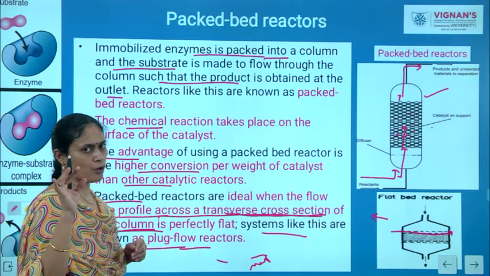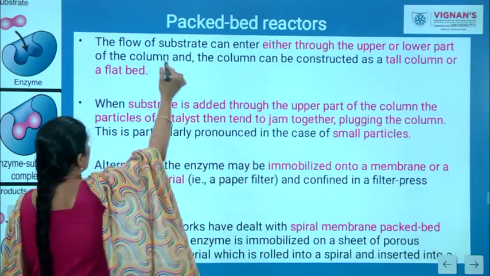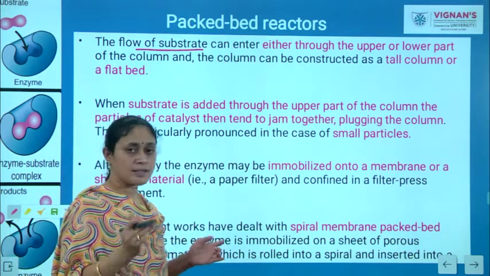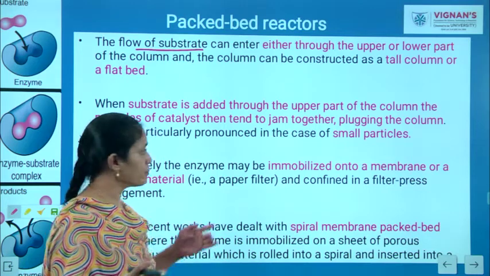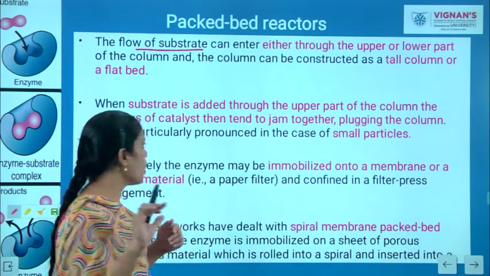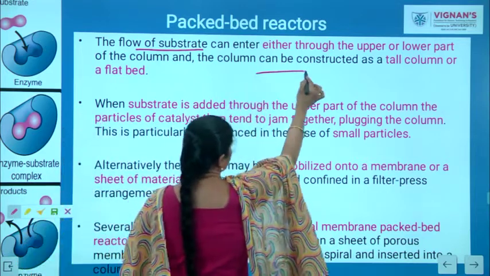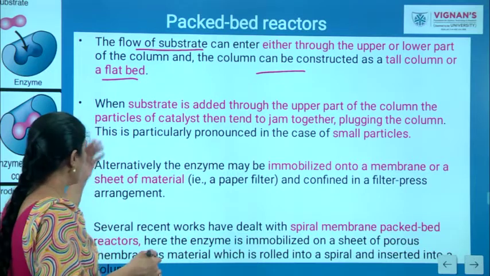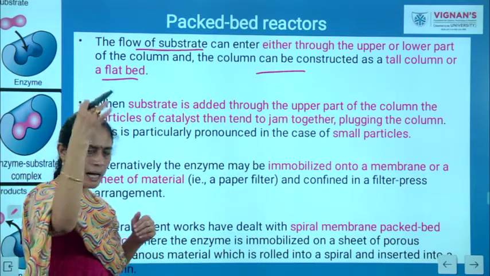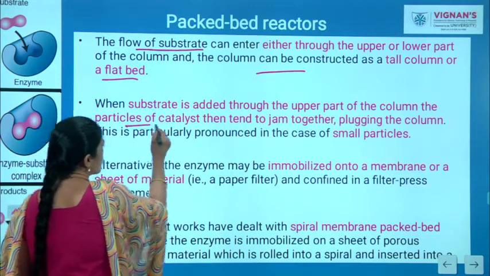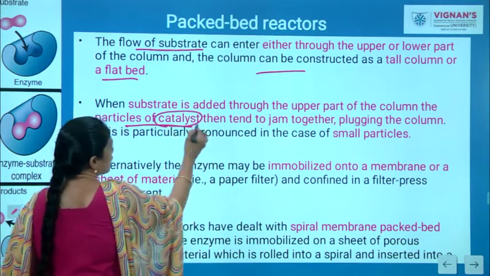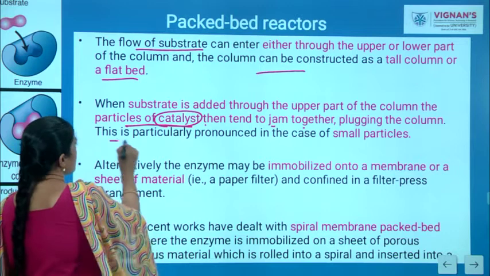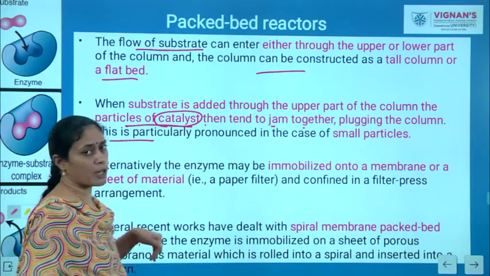This system is called a plug flow reactor. So your substrate can enter, as I have told you, into your column either from the upper or the lower part of your column. The column can be constructed as a tall column or it may be constructed as a flat bed. And when your substrate is added through the upper part of your column, the particles of the catalyst, which is nothing but your enzyme, tend to be jammed together, plugged in the column. This is particularly pronounced in the case of smaller particles.